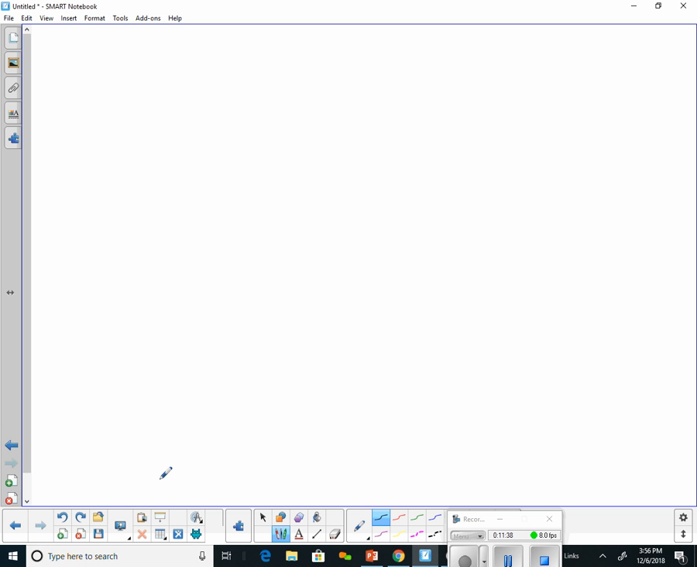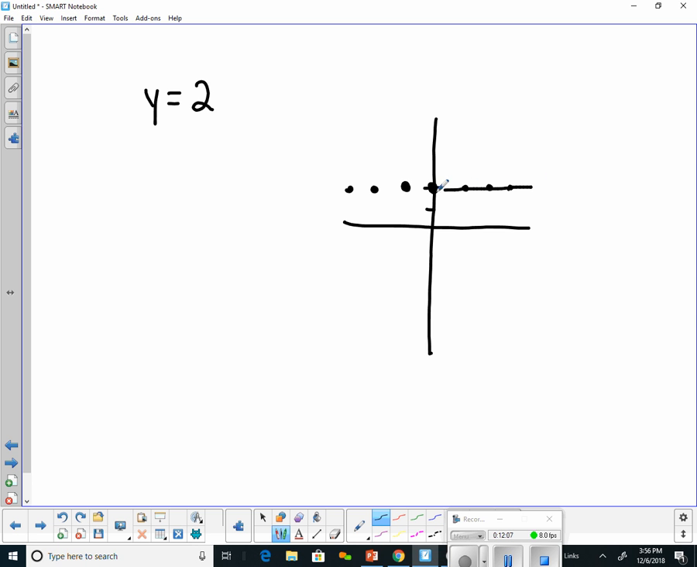Now, there's two special lines that you need to know about. If you have y is equal to a number, let's say y is equal to 2. When you're looking at your graph, no matter what x is, y is going to be 2. So on your y-axis, you're going to find positive 2. And that means that every number across through there is going to be 2. So this is going to be a horizontal line. So y equals a number is a horizontal line.